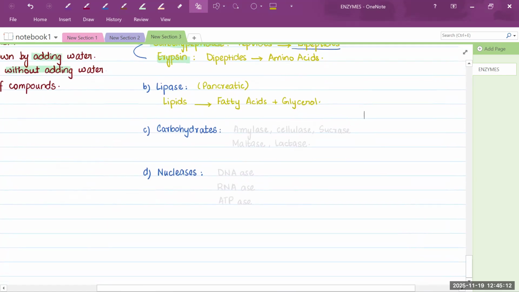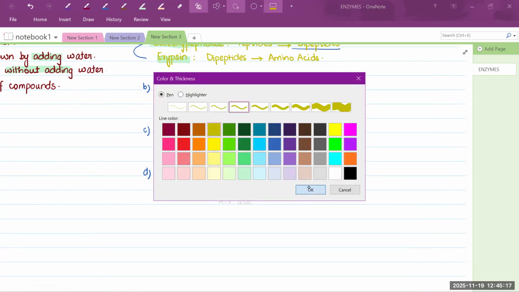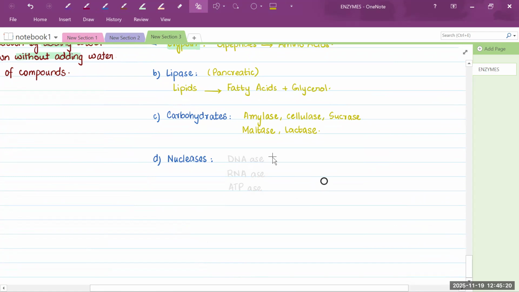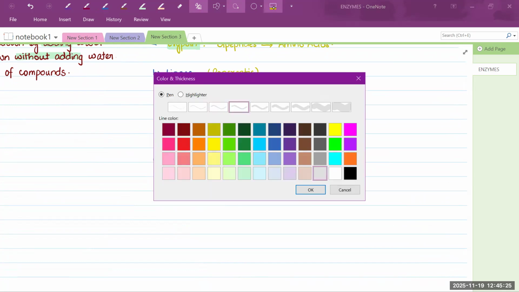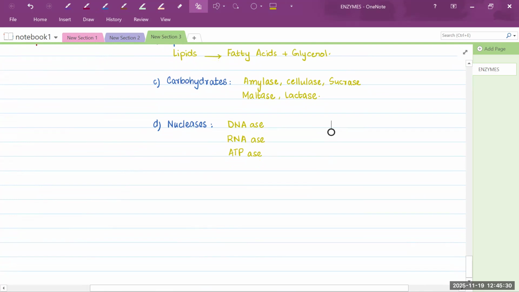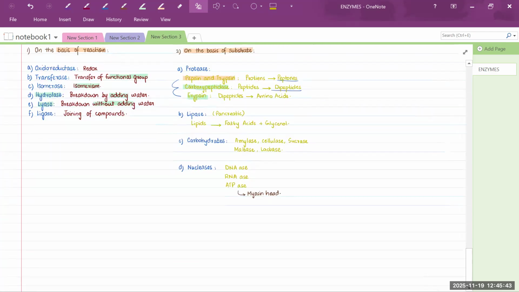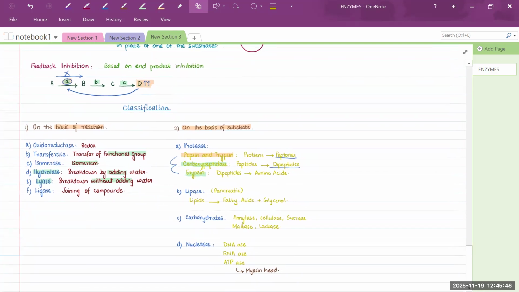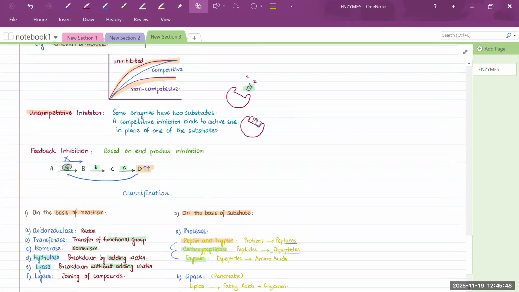We have carbohydrases, and the examples include amylase, cellulase, sucrase, maltase, and lactase. And then at last we have the nucleases. These include DNase, RNase, ATPase. Also, we can see ATPase in the myosin head, where it binds. There's ATPase so that the cross bridges can be destroyed, and then it can come into its original form. So this was all about enzymes.